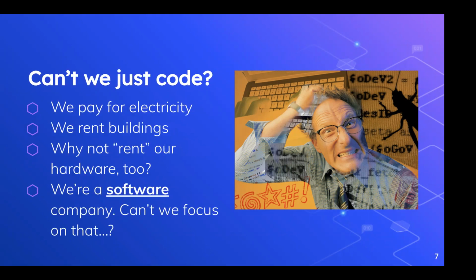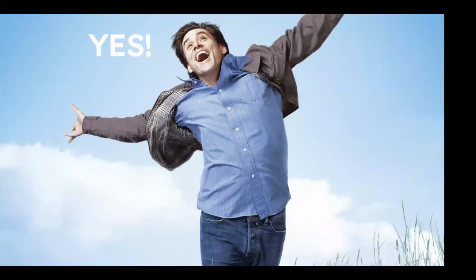So we're all logical people. Let's think about this like logical adults. We don't have our own power plant because we're not a power company. We pay for electricity. We're not a real estate company, so we may not own our own building. We rent a building. So why don't we rent our hardware too? I mean, we're a software company. We want to make great open source software. Can't we just focus on that? And the answer, of course, is yes, we can. I am a huge Jim Carrey fan, and I had a lot of fun making that slide.